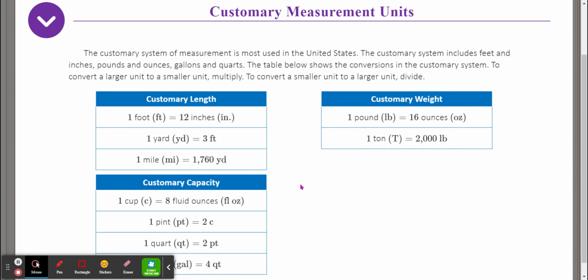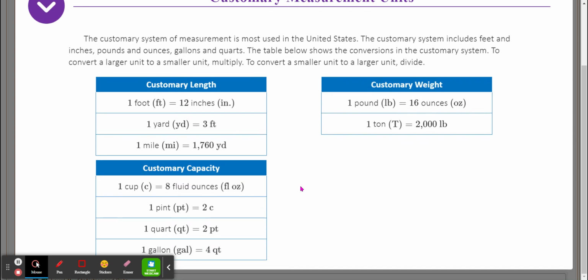If you look at this chart here, these are the different conversions, how you get from one measurement to another. For example, 1 foot equals 12 inches. So, if something's 36 inches long, that means it's 3 feet. You're going to use this chart to convert between measurements.